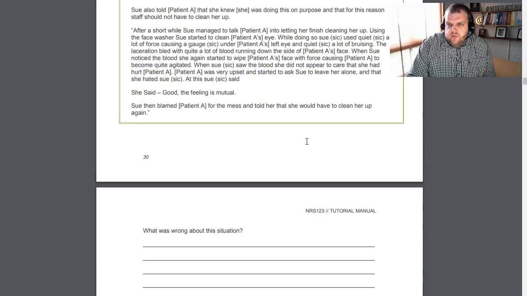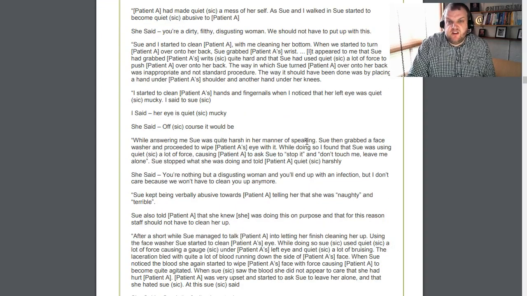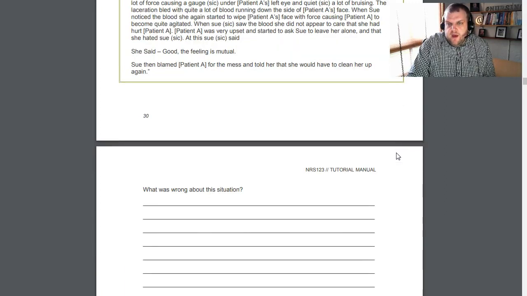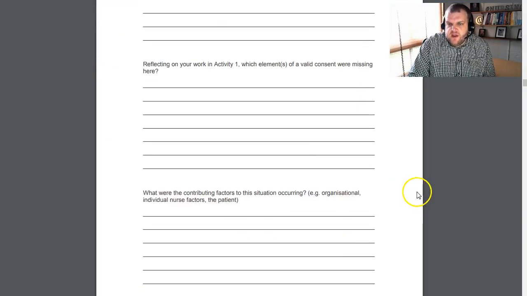So the point of this story is to look at it from, was she able to consent? Did she actually consent to any of this stuff? And it sounds obvious, but asking them to apply the three elements of consent, and to talk about, did she consent to any of this? Were there parts of it that she actually did consent to? And to pull it apart, it feeds into the next couple of weeks around negligence and stuff as well. So what was wrong about the situation? Reflecting on the activity from the first part, which elements of valid consent were missing? I'd say all three of them. What were the contributing factors to the situation occurring?